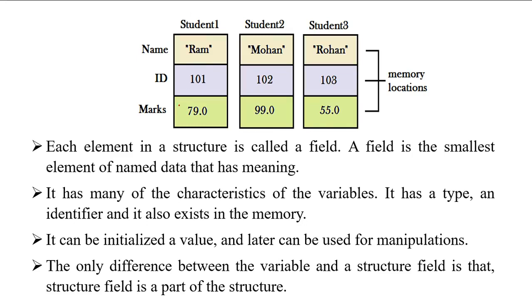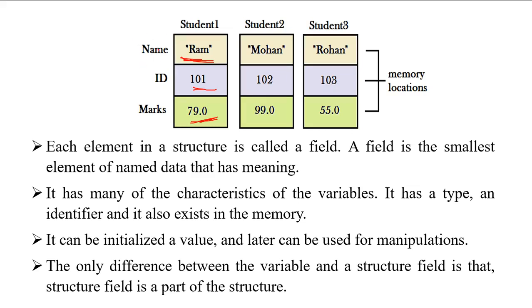So in those three fields, I can store the suitable data. As I have done over here, I stored this name into this name field, the ID 101 into this ID field, then marks 79.0 into this marks field. In that way, you can store your values inside structure fields.